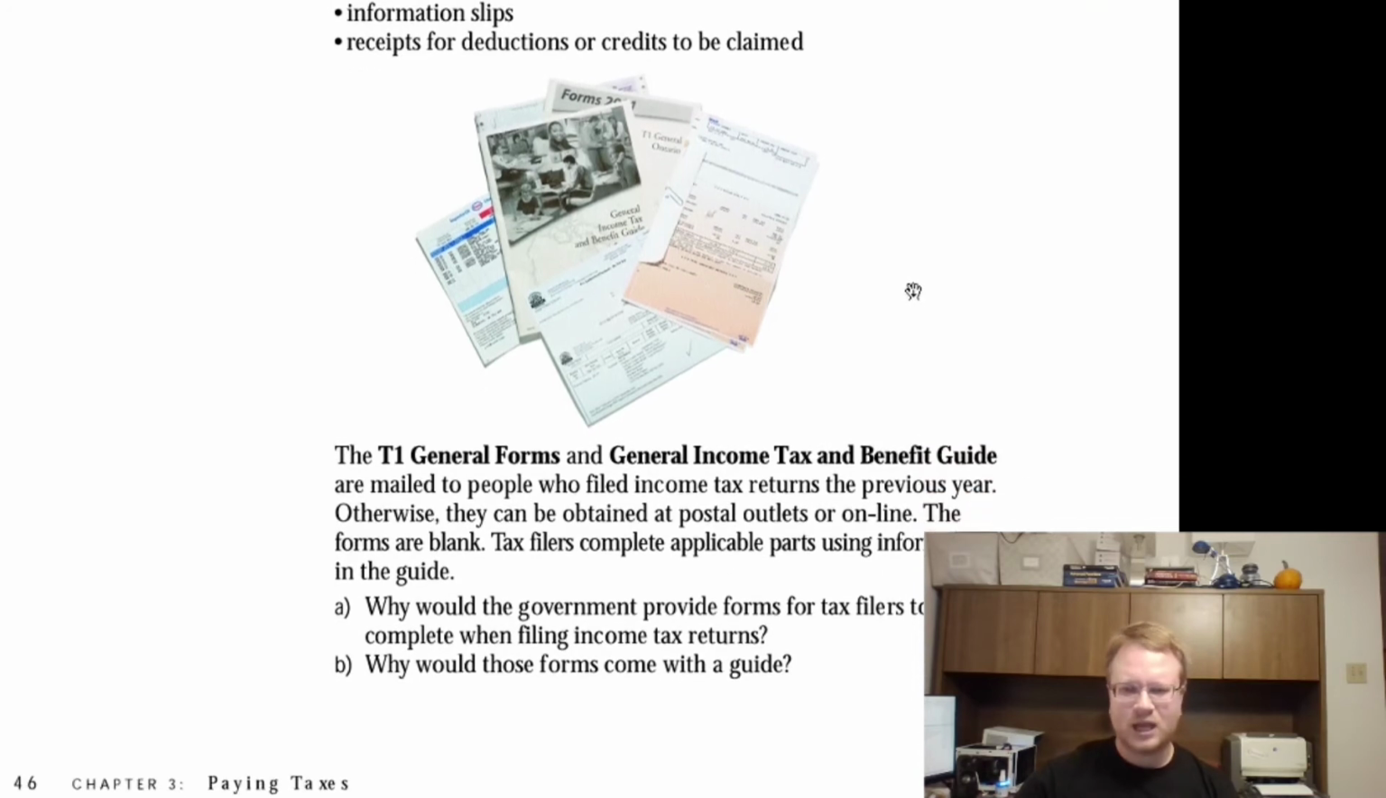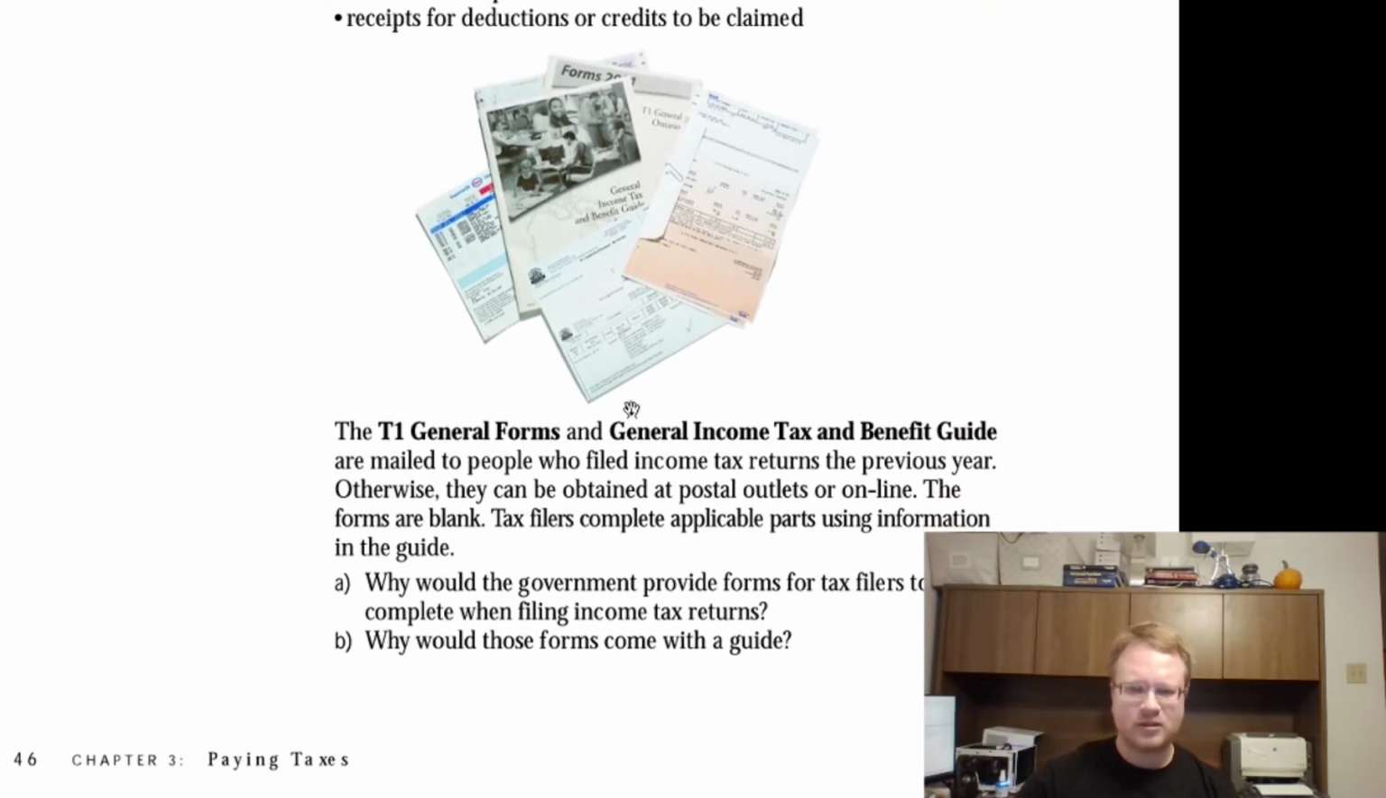So you can get these online nowadays or at the post office. The information forms are blank. They need to be filled in by you, or perhaps you go to an accountant and they help you. And let's just see what else is in the reading.